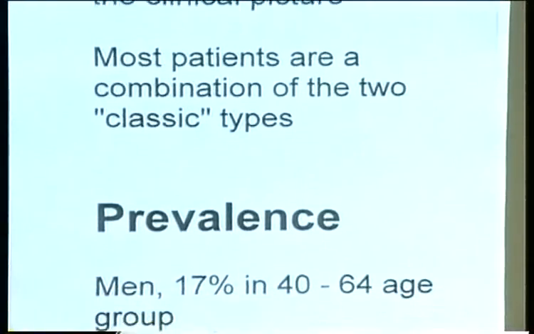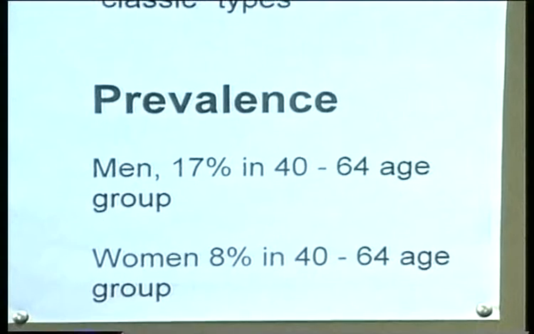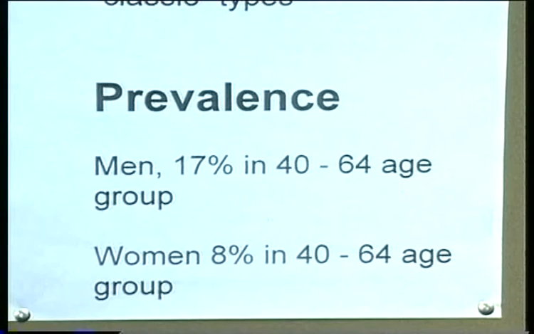Let's think about how common these conditions are. Well, in the UK, very common. About 17% of men in the age range 40 to 64 have some bronchitis and emphysema. So pretty common, nearly 1 in 5 there. In women it's less due to the fact that women smoke less, or traditionally have smoked less, and it's about 8% in the 40 to 64 year age range.